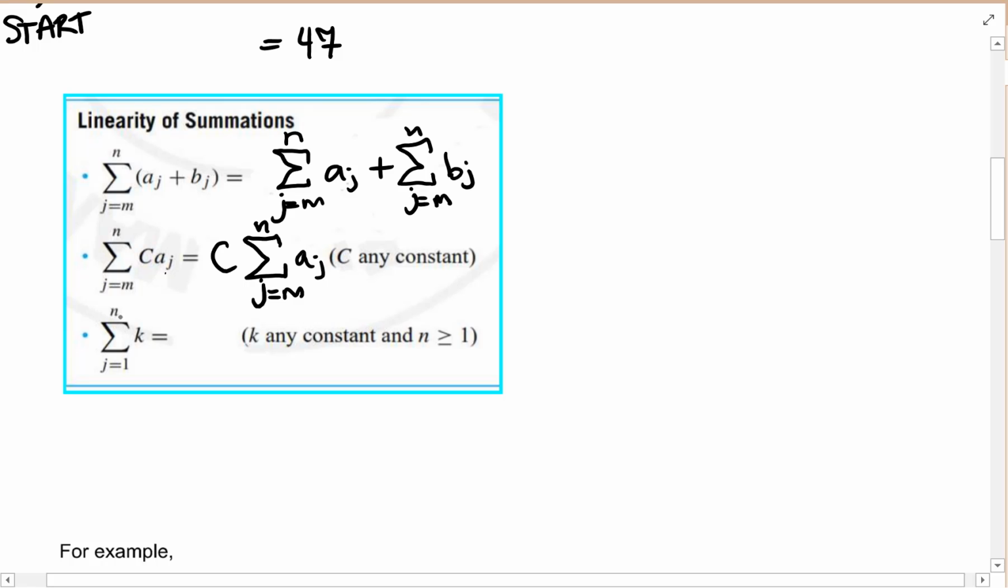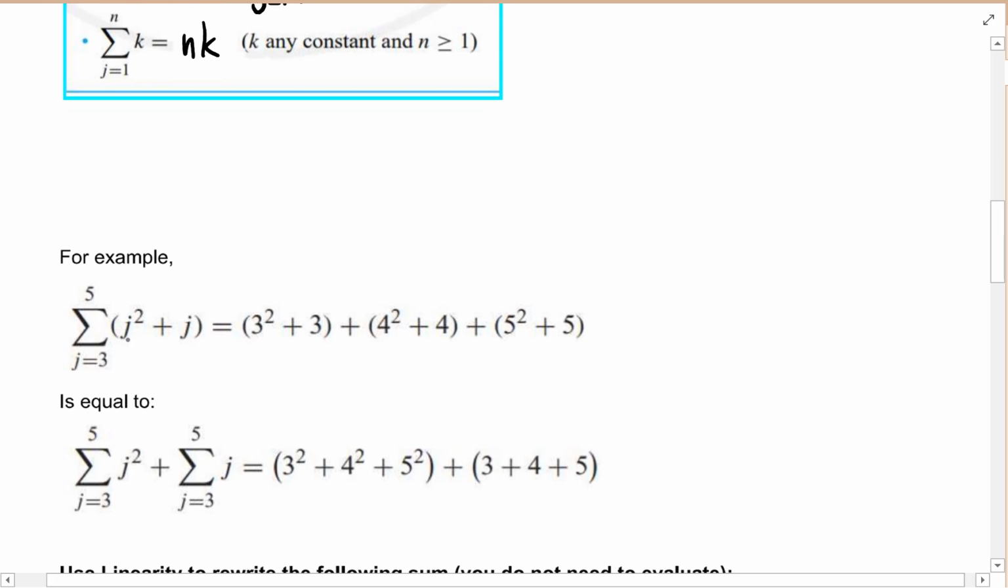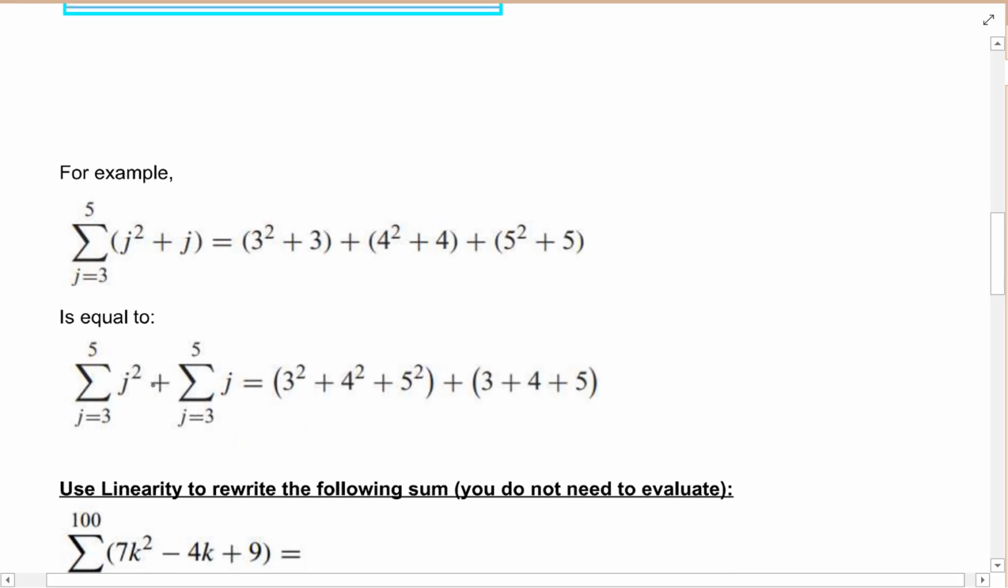And what if you are taking the sum of a constant, k, any constant, and n greater than or equal to 1? That will just equal n times k, because no matter what number you plug in, the result is k. So really, it's just how many numbers am I plugging in, or how many times am I plugging in something, and that will end up being your sum. For example, the sum from 3 to 5 of j squared plus j, you can see that it is equal to the sum of j squared from 3 to 5 plus the sum of j from 3 to 5, because addition is commutative.